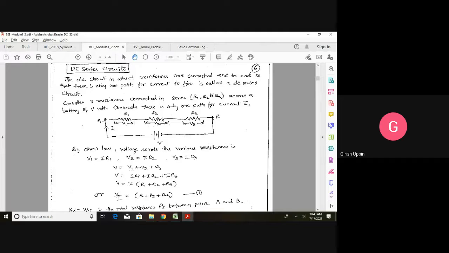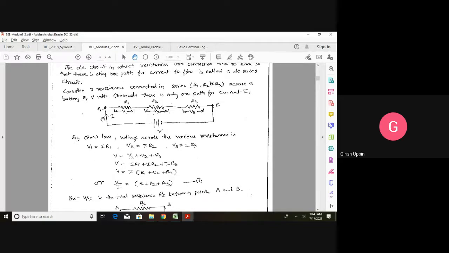In this example, we have three resistors R1, R2, R3. They are connected in series, and they are connected across a DC voltage source having a voltage of V. This voltage V will get dropped across each of these resistors. Suppose you have 100 volts here, out of 100 volts, some 50 will get dropped here, 30 will get dropped here, and 20 volts will get dropped here. How much voltage will drop depends on how much resistance is there. If the resistance is higher, then the voltage drop is also higher.